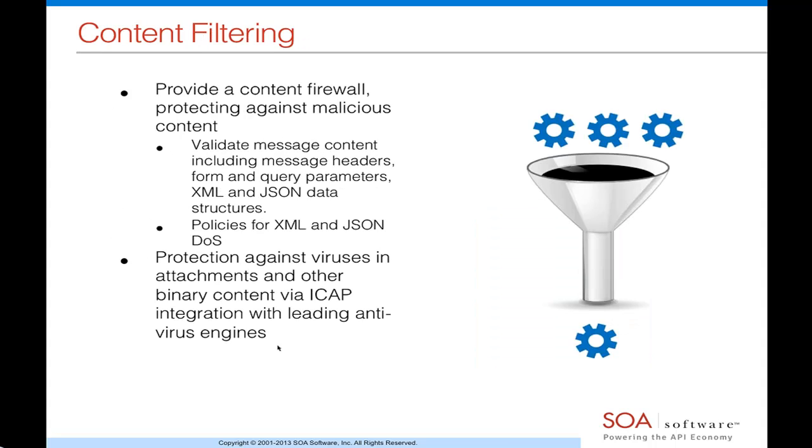The next one is around content filtering. It's along the same line as threat protection, but a slightly different category, which is the content itself that's coming in the message of your API. You need to validate it. You need to validate it against viruses. If you have attachments coming through your API, you should be able to scan them for binary content, integrate with virus engines and scan for viruses. Also check for message consistency and data structure consistency, so make sure that the XML message and the JSON data structures comply with what has been defined in the API definition.